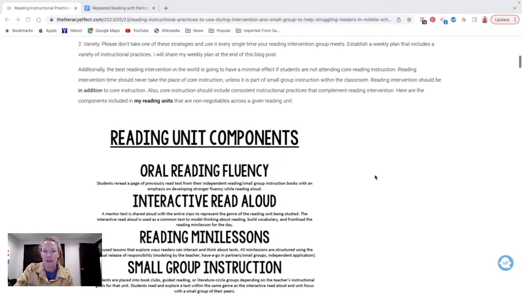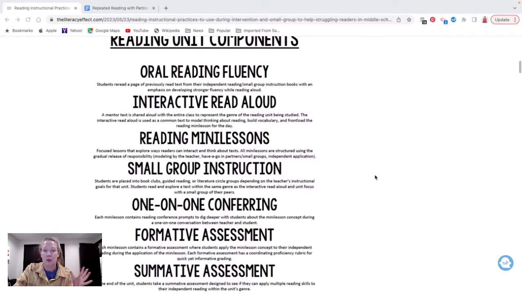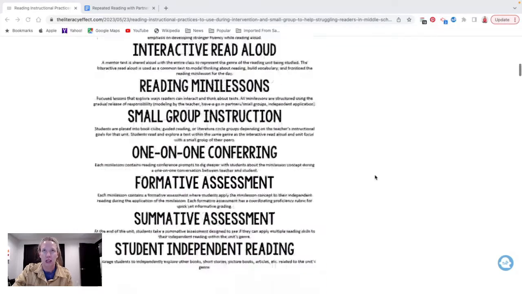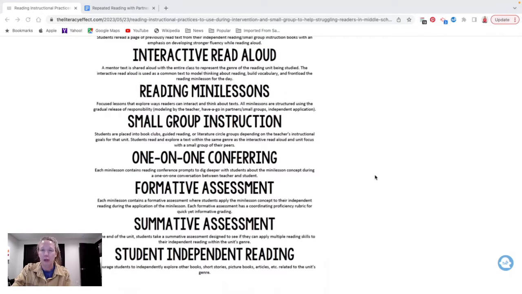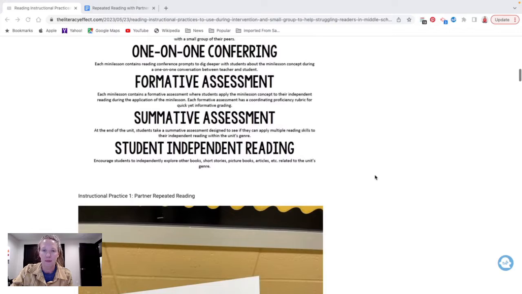Strong components that I would see in middle school reading instruction, in the core, would be a daily oral reading fluency, a 2 to 3 minute oral reading fluency that kids are doing. You would see an interactive read aloud and a reading mini lesson focused on an aspect of reading. There would be some elements of small group or one-on-one instruction and conferring. There would be a variety of formative and summative assessment across a reading unit, and there would also be focus and time given for student independent reading.